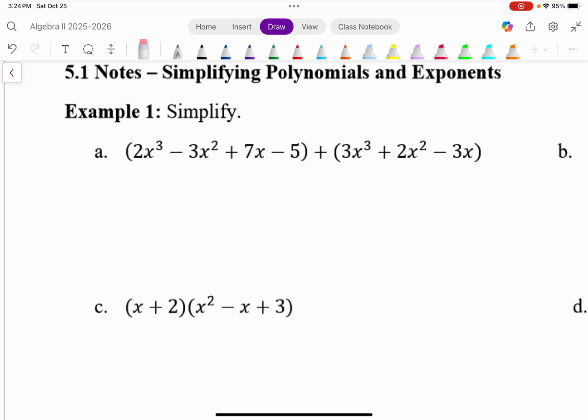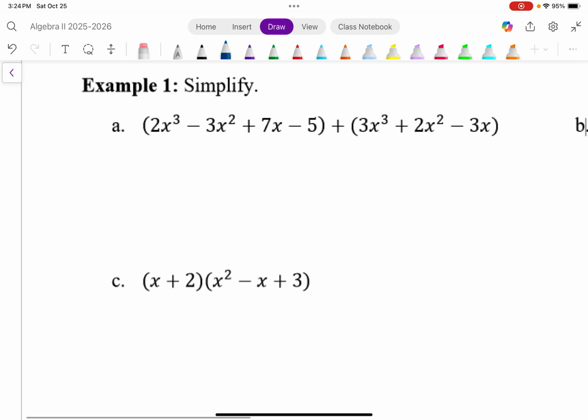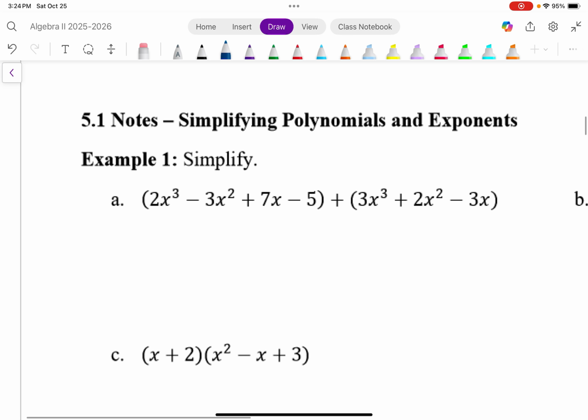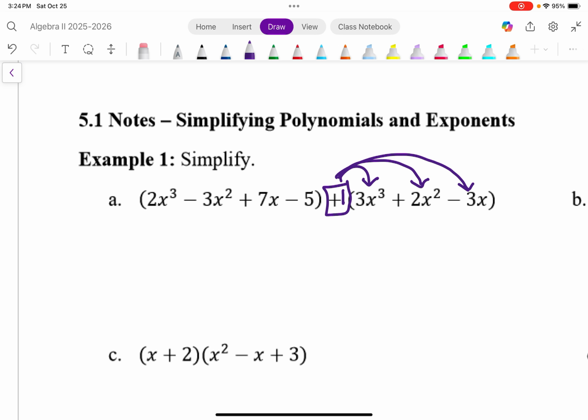So if we look at example 1, we have two polynomials that are being added, and we know that because of the plus sign in between them. Whenever there's a plus sign here, you are not going to FOIL the expressions. You are instead going to make sure that you distribute that positive 1 or negative, whatever is the number in front of the parentheses, to everything inside the parentheses behind it. The same thing happens in the front.